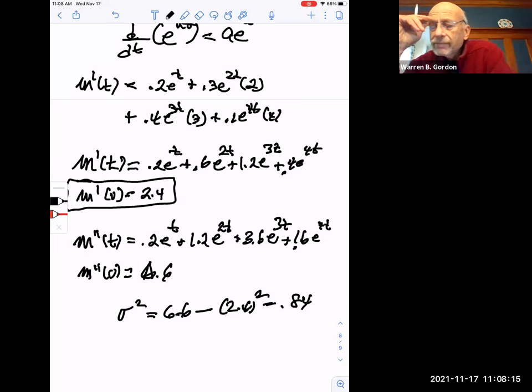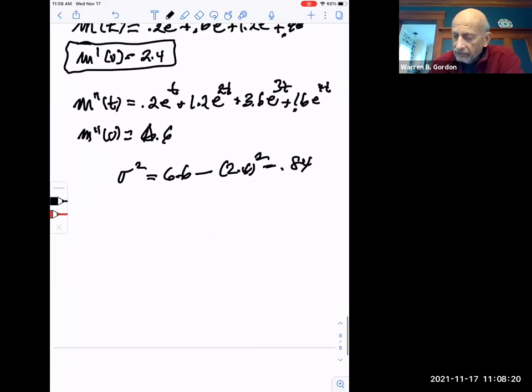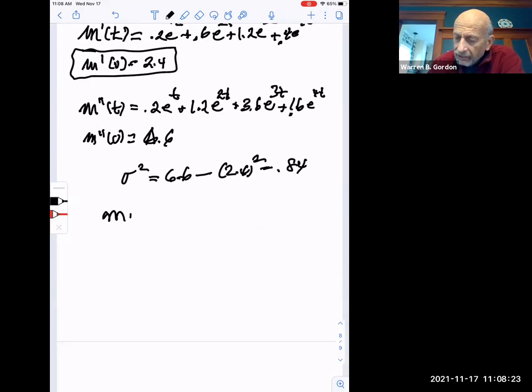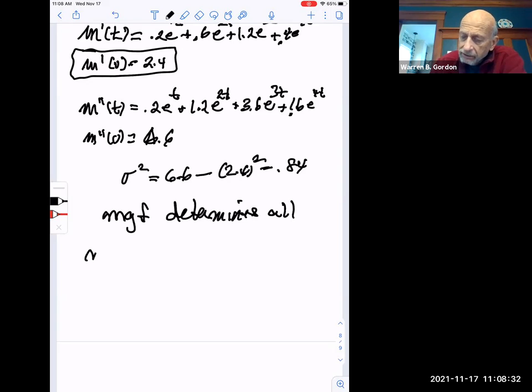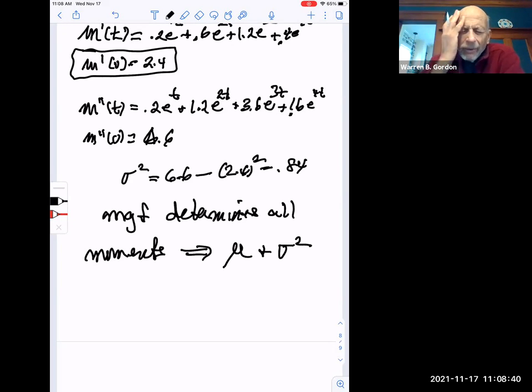So the point is, we can always find the variance and the mean from the moment generating function, okay? The moment generating function determines all moments, which implies we can find the mean and the variance. And by the way, in statistics, they talk about the third moments and the fourth moments. I talk about it in the exercises. They're really not too important for us, but one can talk about higher moments as well.